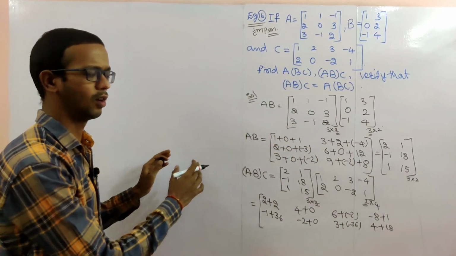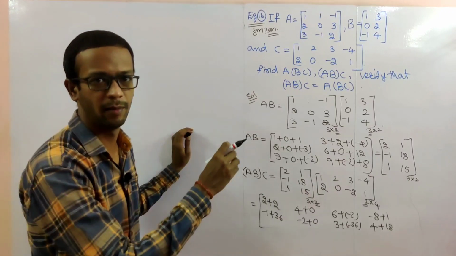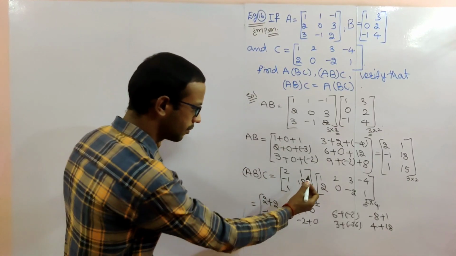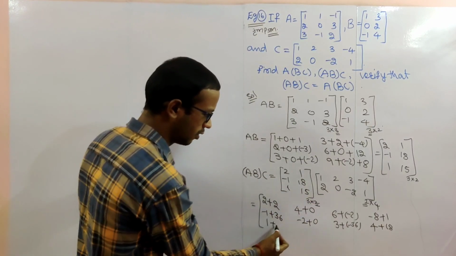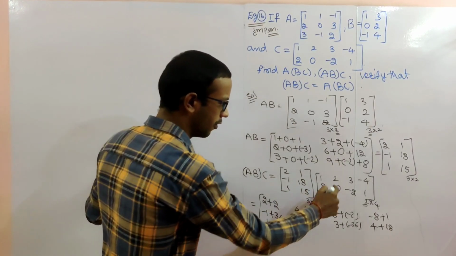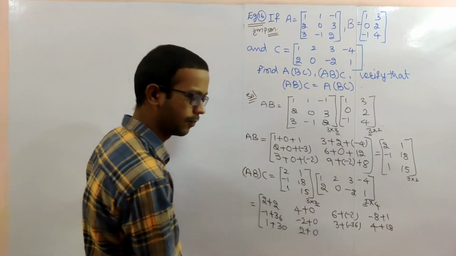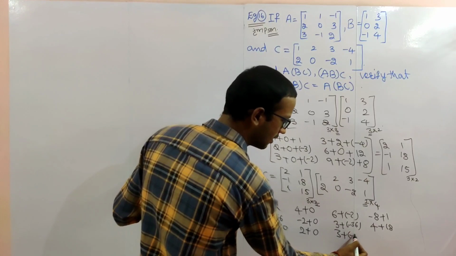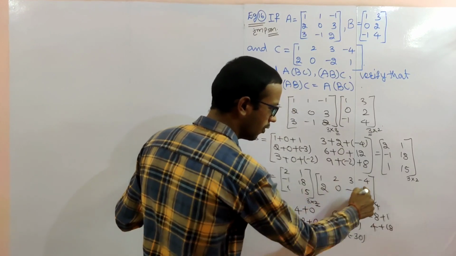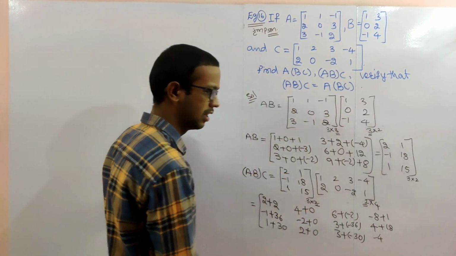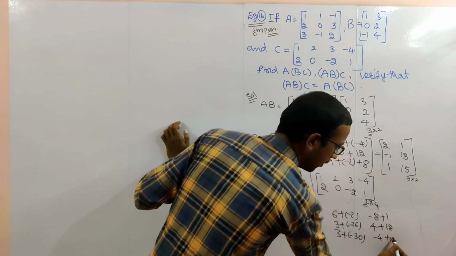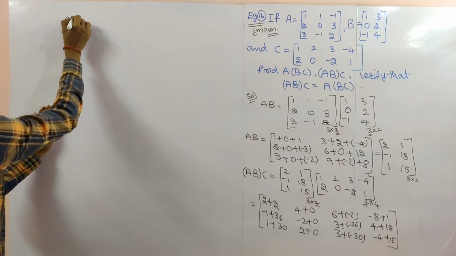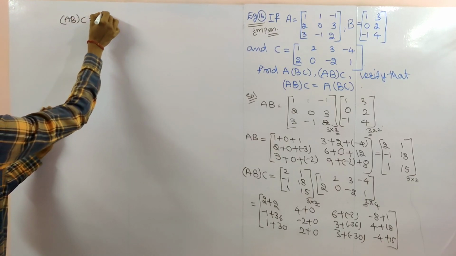Very simple, just row by column, corresponding elements multiplication we have to do. Next, third row, first column. 1 into 1 is 1, plus 15 into 2 is 30, 1 into 2 is 2 plus 0. Next, 1 into 3 is 3 plus minus 30, 1 into minus 4 plus 15. So now we have to make the simplification for that one.